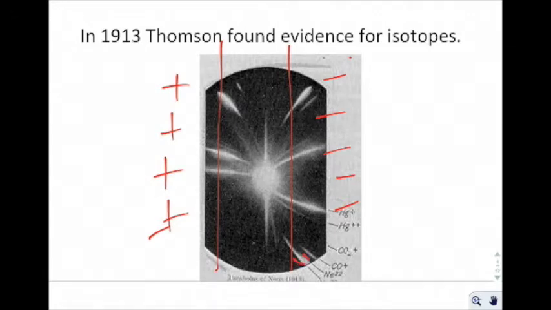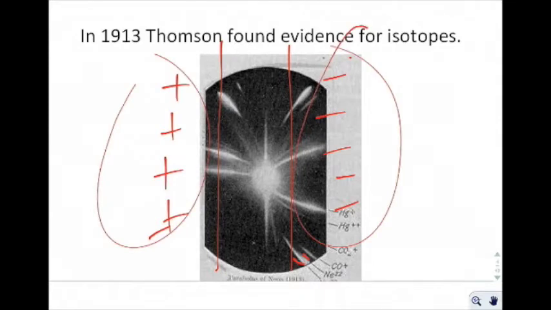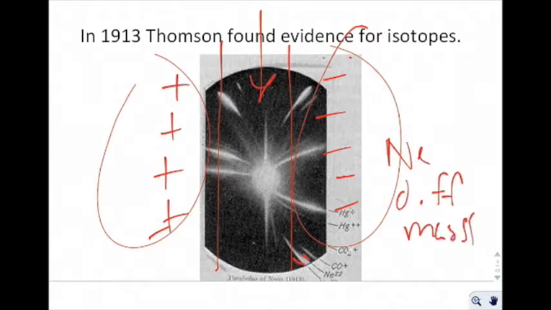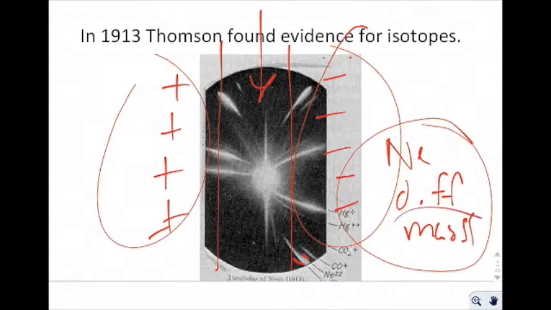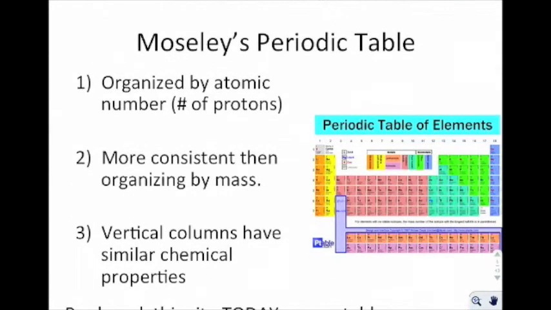And so the question is, why were there two distinct lines? And the evidence was, well, the only way that this would happen is if they were exposed to the same charge and fired with the same velocity. The only explanation would be that maybe the neon has different mass. And so that was the evidence that they had that isotopes were the case. So here's the problem. You have an element of neon that has a very, very specific reactivity, and now it has different mass. So we come up with Moseley's periodic table.